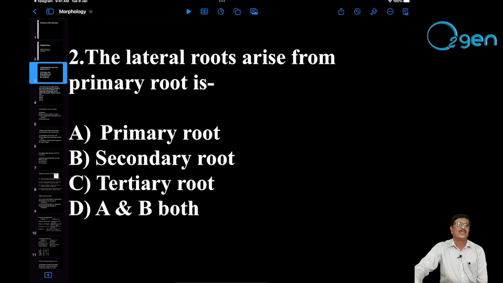the secondary root. The primary root arises from the taproot or mother root. From the primary roots, secondary roots are developing. From the secondary roots, tertiary roots are developed. So the correct option for the lateral roots arising from the primary root is the secondary root.